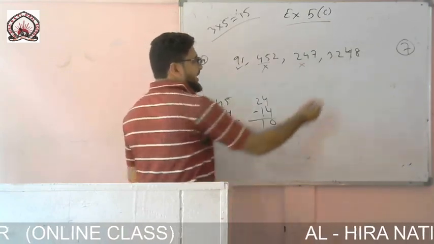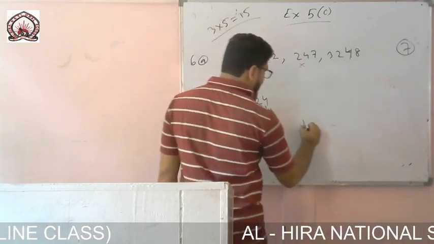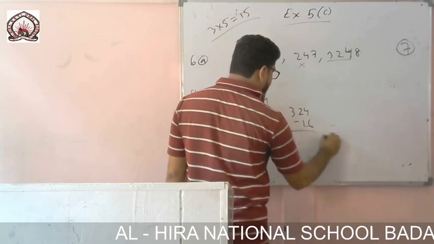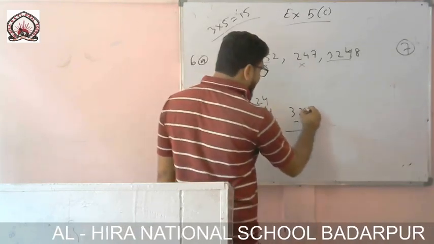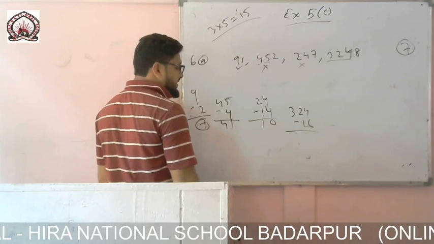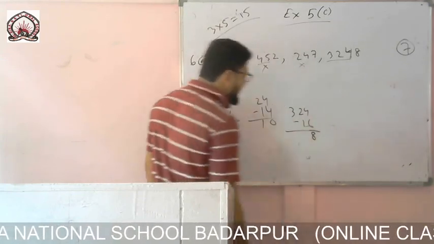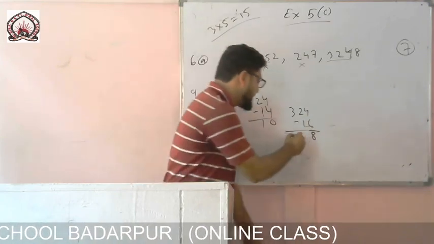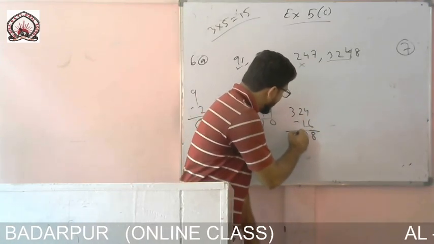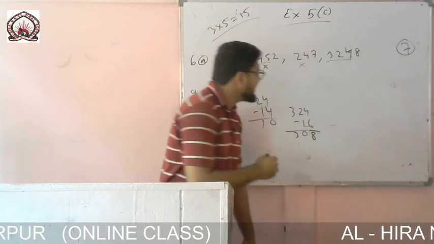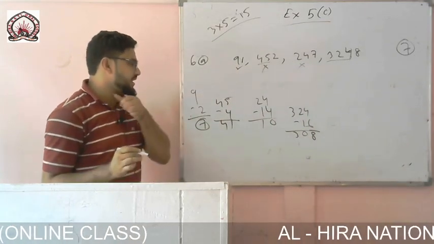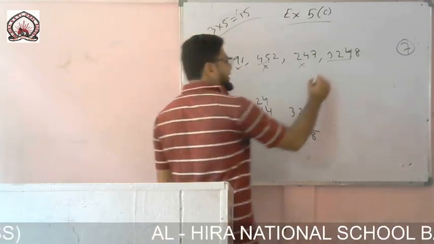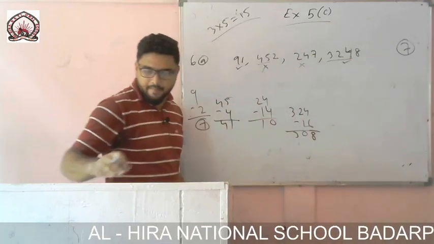Now come to that one, 3248. If we double the 8, it becomes 16. The remaining is 324. Now subtract it. Then 14 minus 6 is 8. Here the remaining is 1, so 1 minus 1 is 0. Here the remaining is 3. So 308. Yes, 308 is divisible by 7. So the whole number is divisible by 7. Okay.